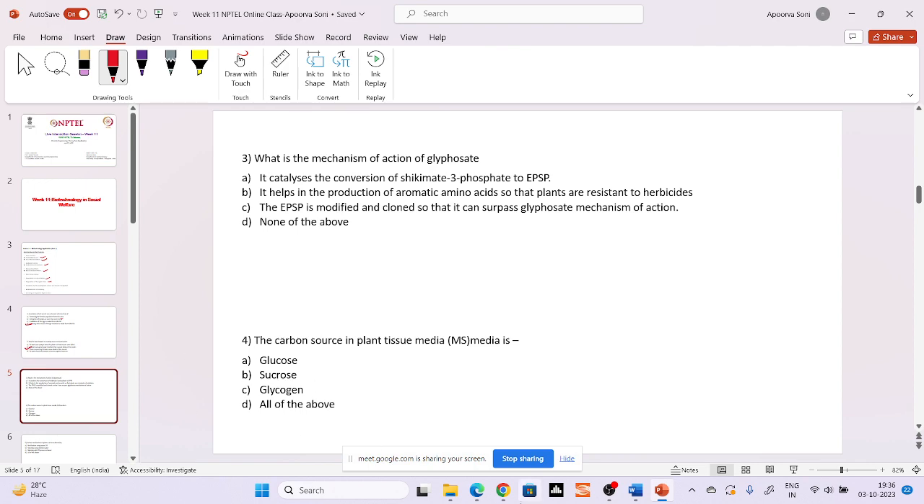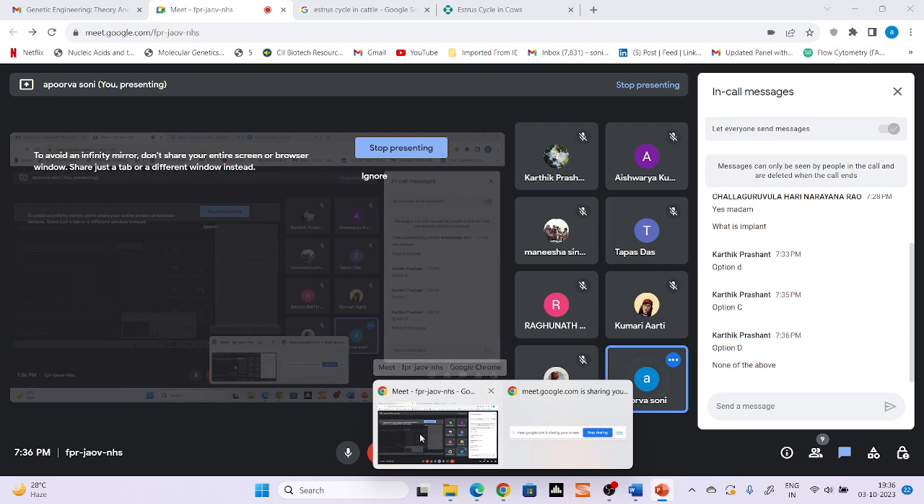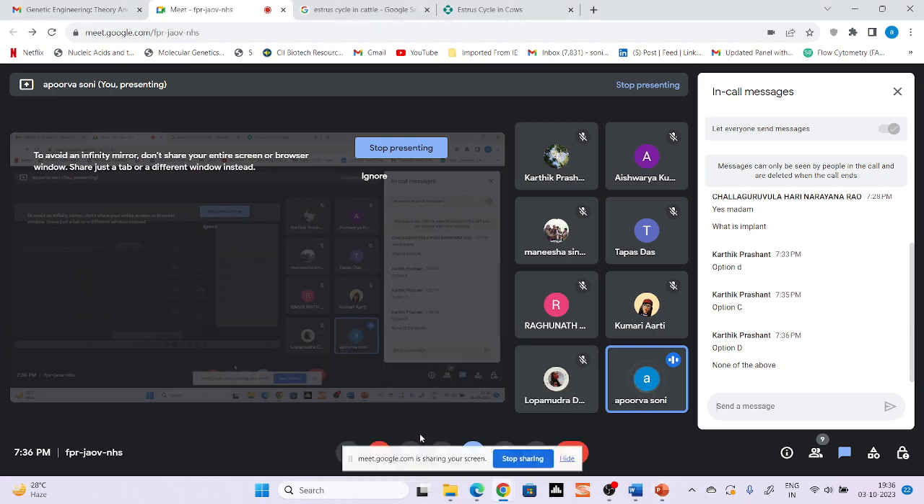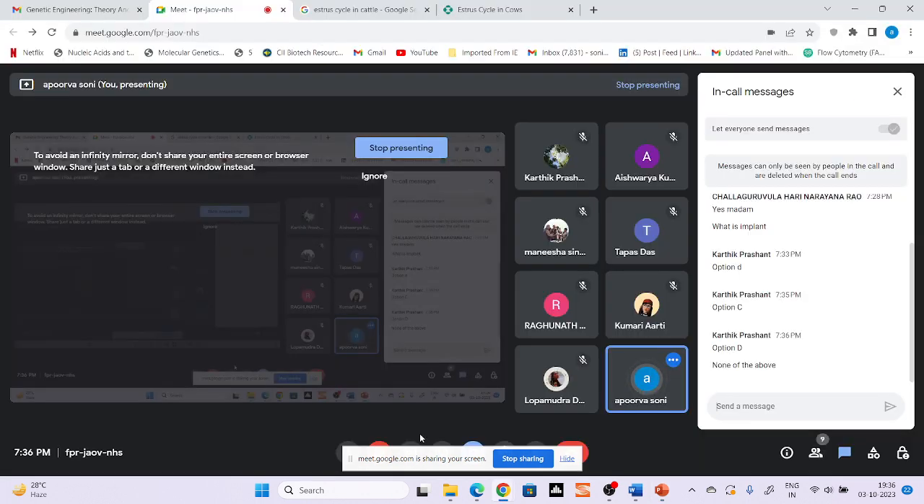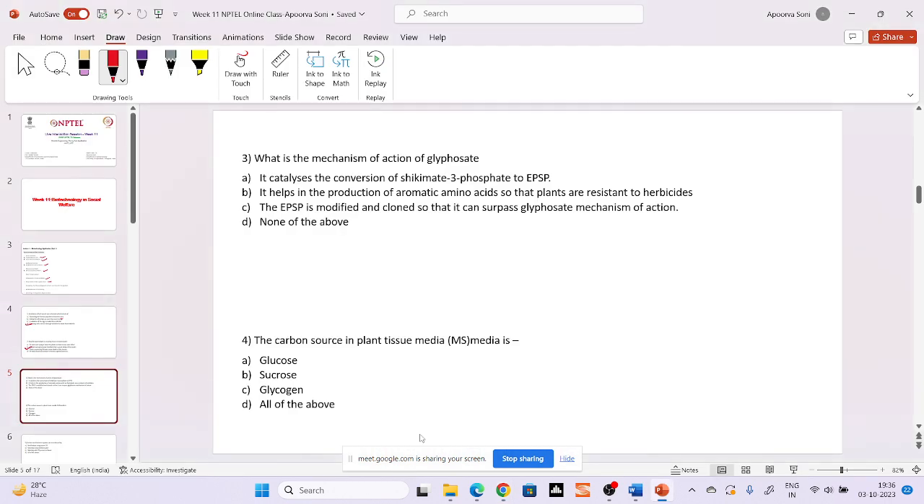Okay, any other? Just a minute. Another answer we are getting is none of the above. Is this the answer to this question 3? Are you saying none of the above? Karthik? Okay. So we have two options, A and D. The right answer is D, and we'll see why.